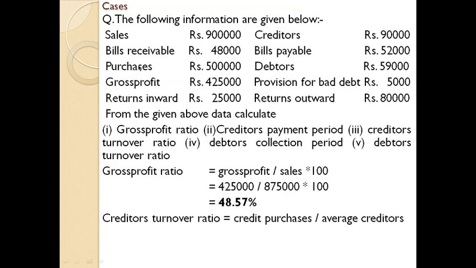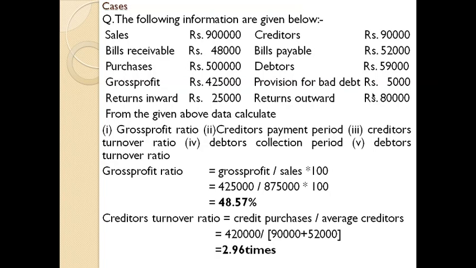We use net purchases. The equation for finding net purchases is purchases minus return outwards. That is 5 lakhs minus 80,000. You will get 4,20,000. So 4,20,000 divided by average creditors, that is the total of creditors as well as bills payable, you will get 2.96 times.